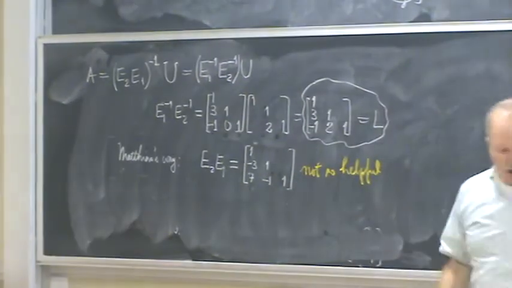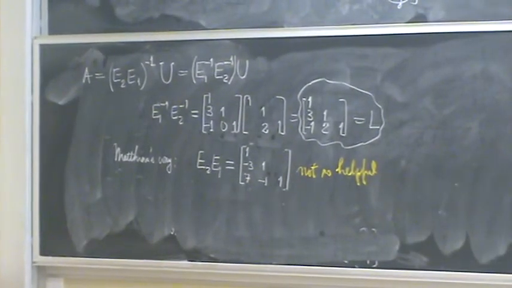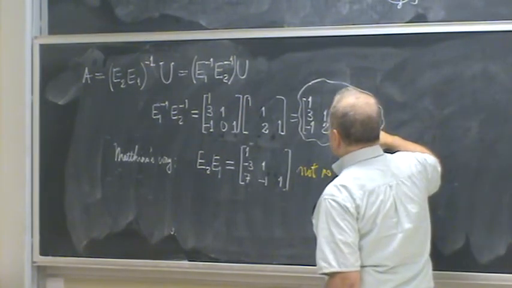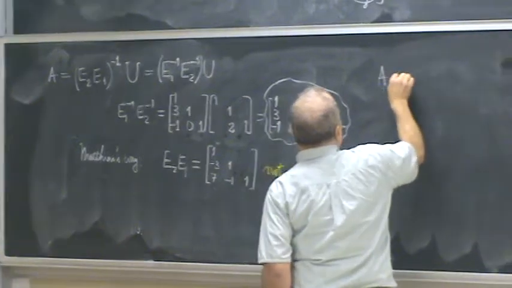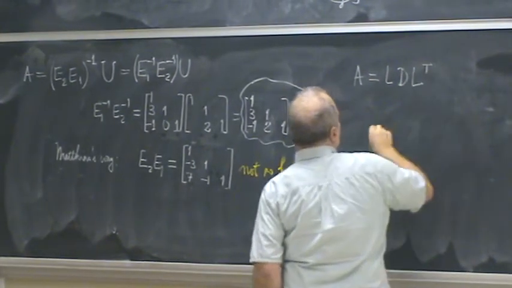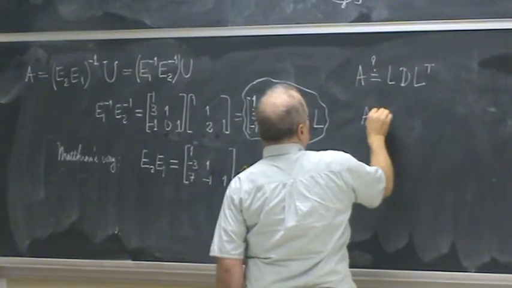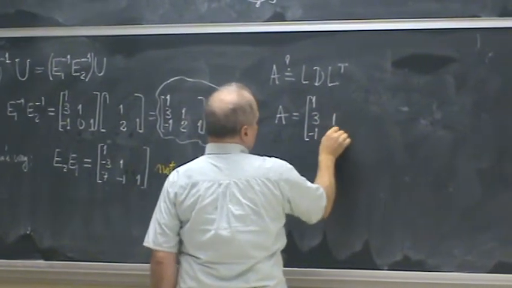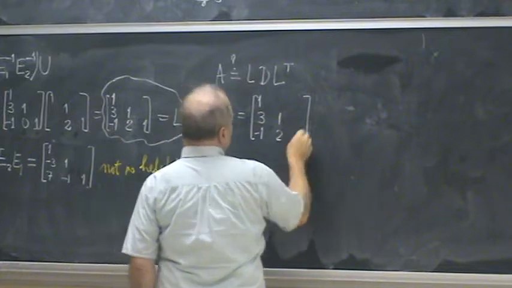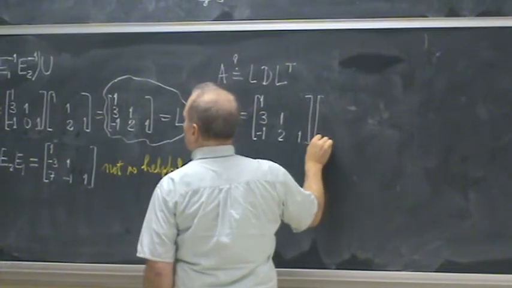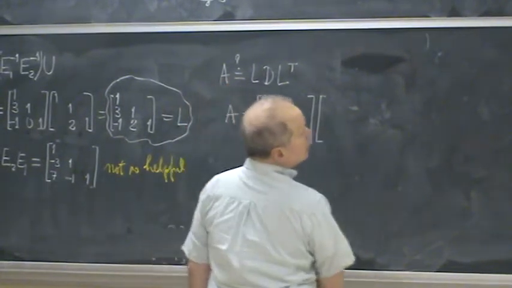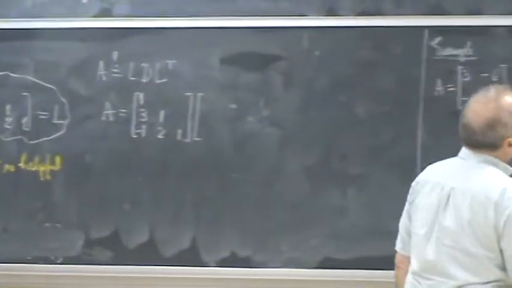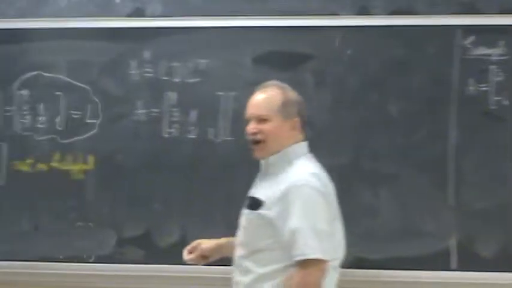All right, so I've got my L. Here's L, but I'm supposed to try to write A as L, D, L transpose, and all I've got is A is L times U. Where did U go? I'm right here. Where art thou gone?